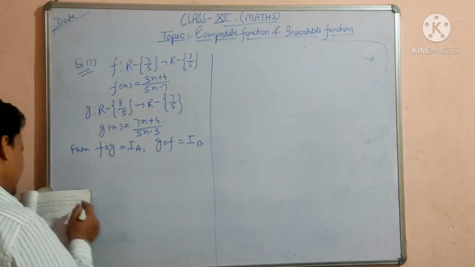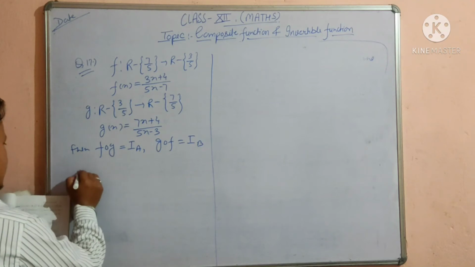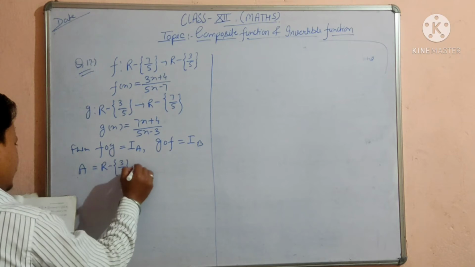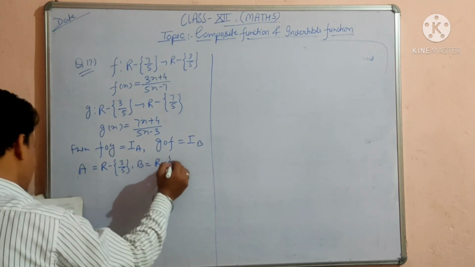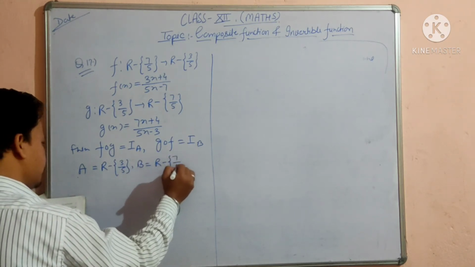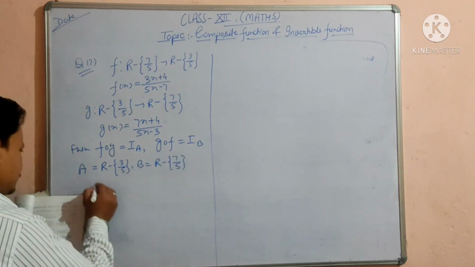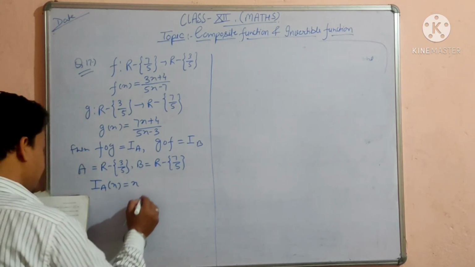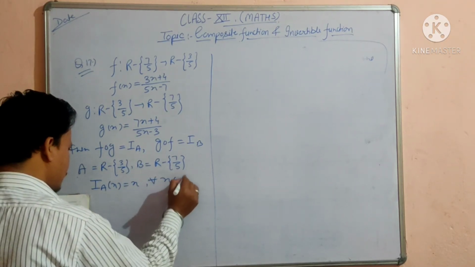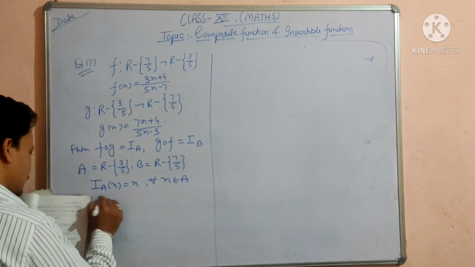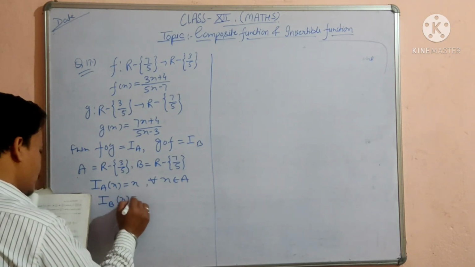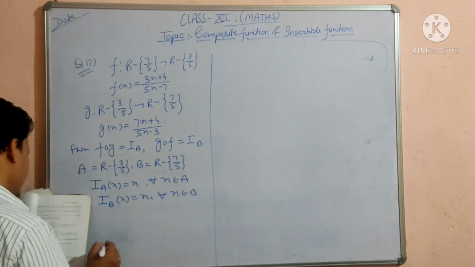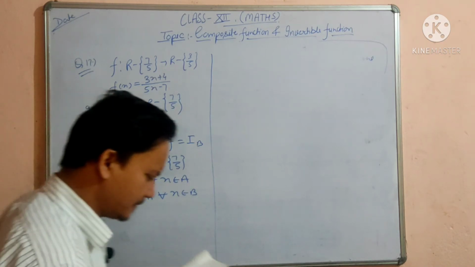and GOF is equal to IB, where A is R minus 3 upon 5 and B is R minus 7 upon 5. And what is the meaning of IA? IA x is equal to x for all values of x belonging to A, and IB x is equal to x for all values of x belonging to B. These are called identity functions on sets A and B respectively.